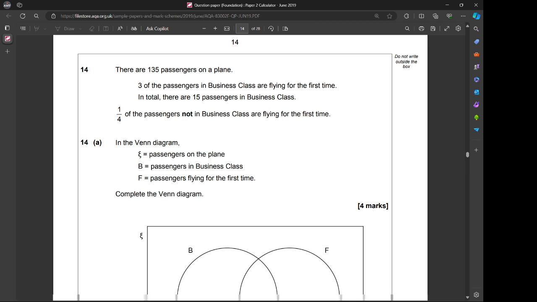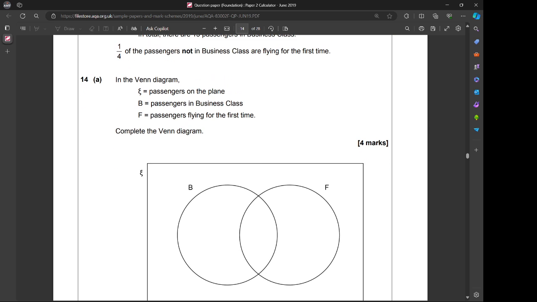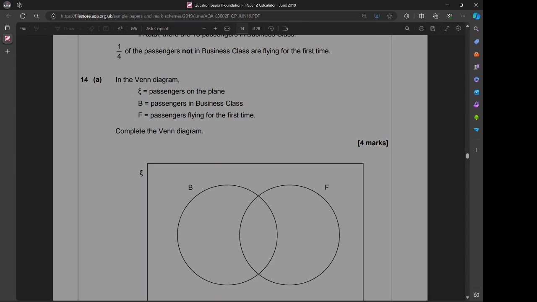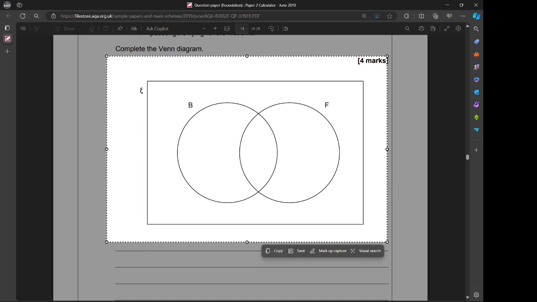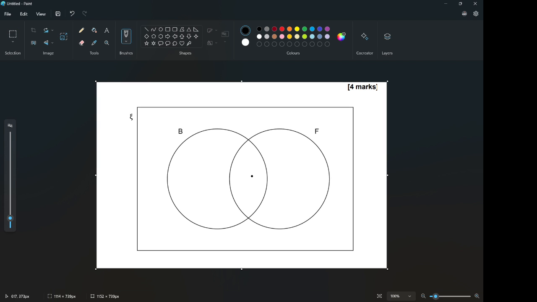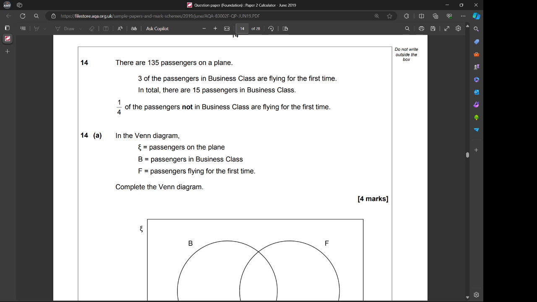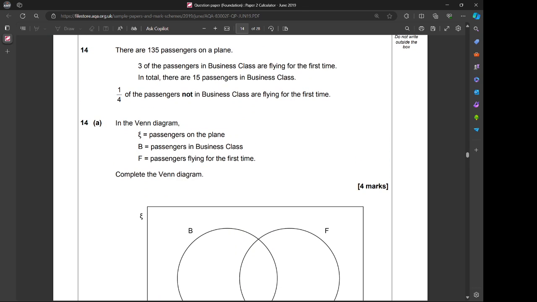Right, guys, let's give it a go. It's question 14. There are 135 passengers on a plane. 3 of the passengers in business class are flying for the first time. In total, there are 15 passengers in business class. So here's the first answer: in the intersection it is going to be 3, and then here it will be 12, because in total we have 15 flying in business class. Let's copy and paste it, for anyone that's not sure. What about the rest of the question? It says a quarter of the passengers who are not in business class are flying for the first time.